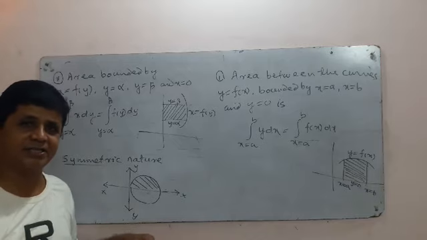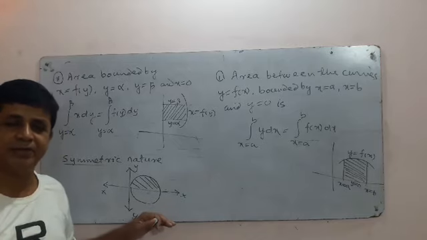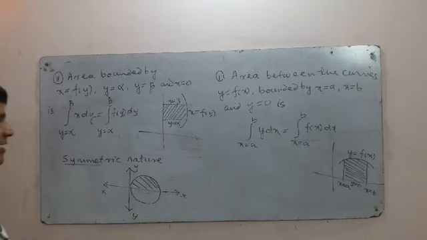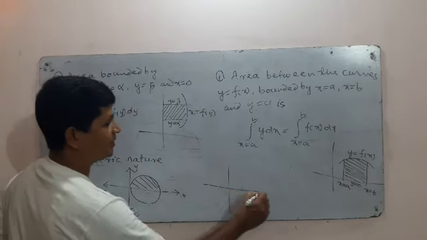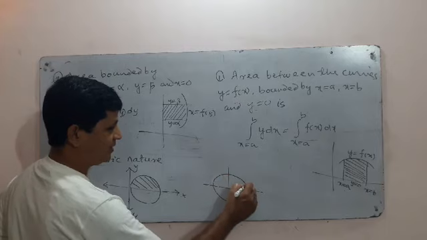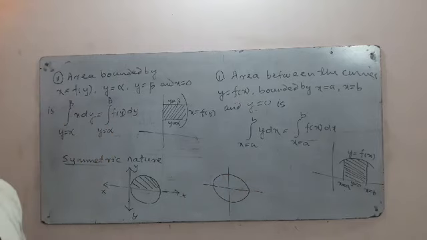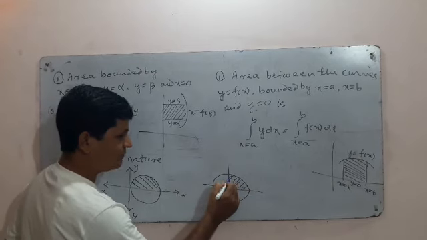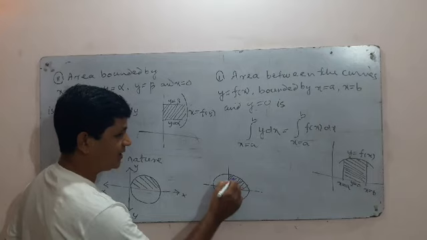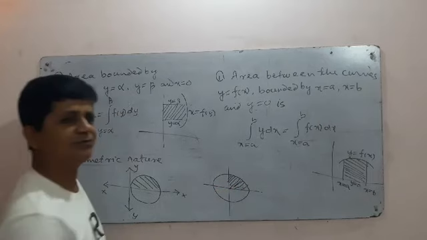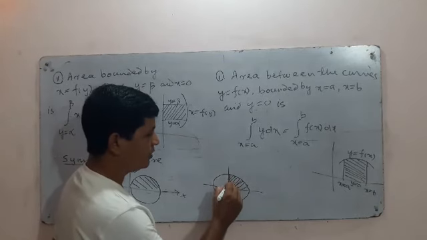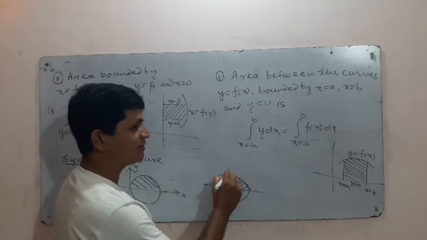If it is symmetric to an axis, then the total area covered must be twice the area covered by one quadrant or one portion. Similarly, if it is symmetric to both the axes, look at it, this curve is symmetric to both axes. In this case, the total area is 4 times the area covered by the first quadrant.